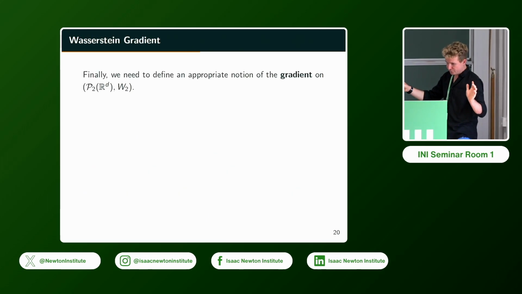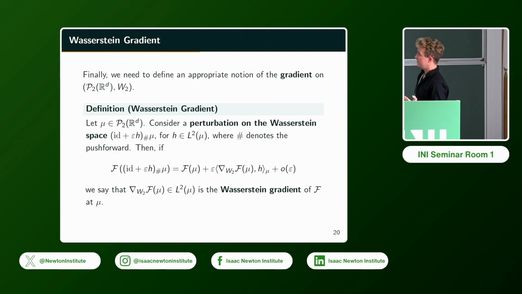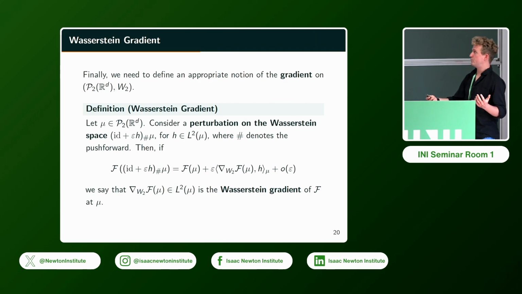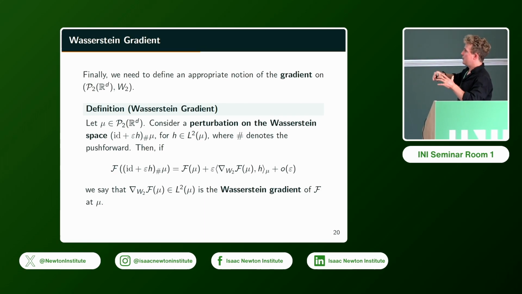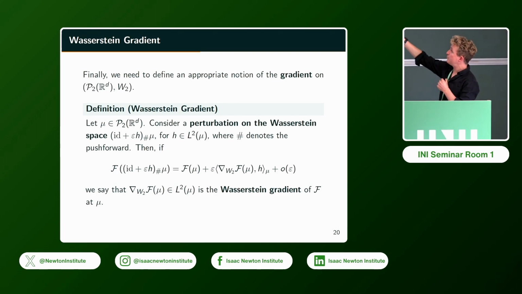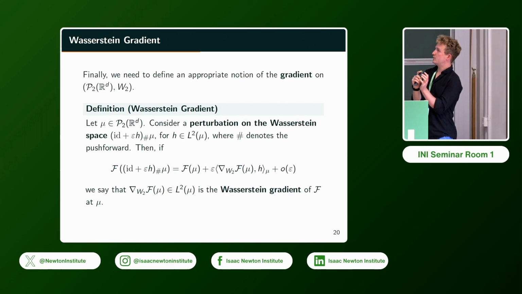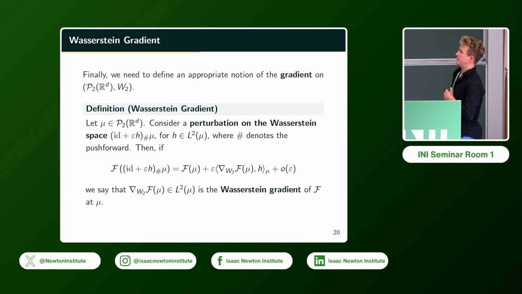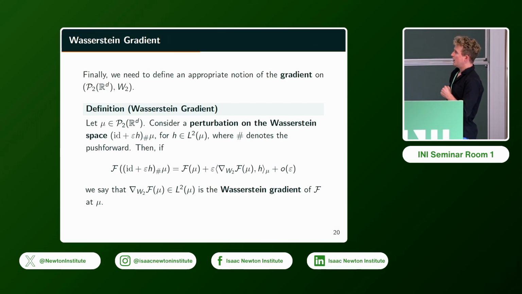Okay, so we've had a lot of definitions. The final one we're going to need is some appropriate notion of the gradient on our space. Of course, if we want to define a gradient flow, we're going to need some notion of the gradient. And again, it looks slightly technical, but you can essentially view this as the natural Taylor expansion on this Wasserstein space. So in particular, we're going to consider a perturbation on the Wasserstein space. We take some function h in L2, we take some small epsilon, and we consider the push forward of mu under the identity plus epsilon times h. As I said earlier, this is still going to belong to our Wasserstein space.